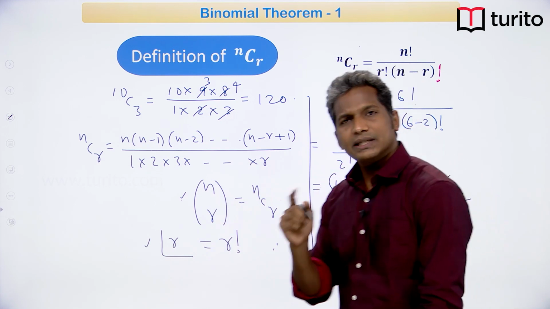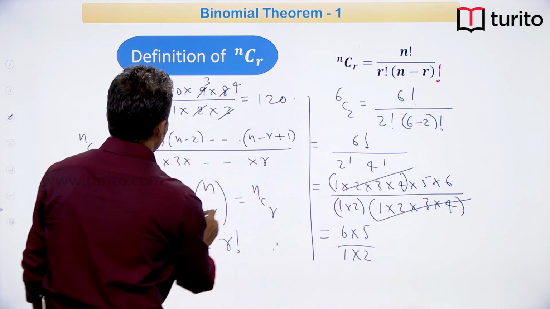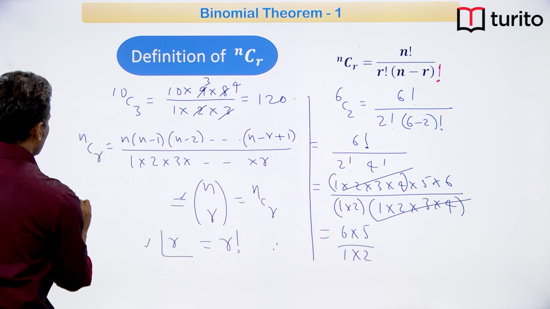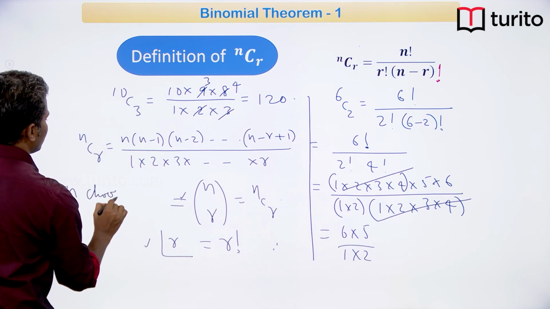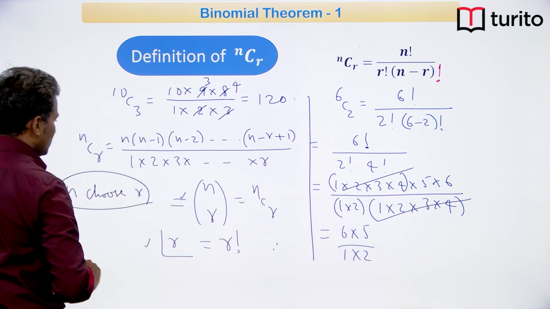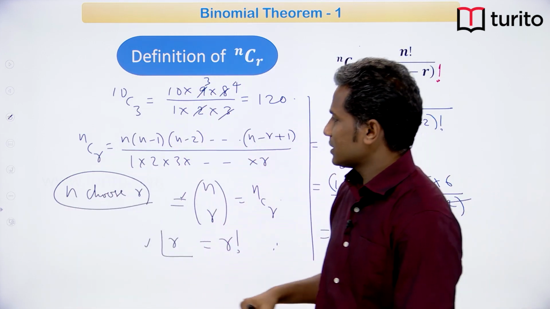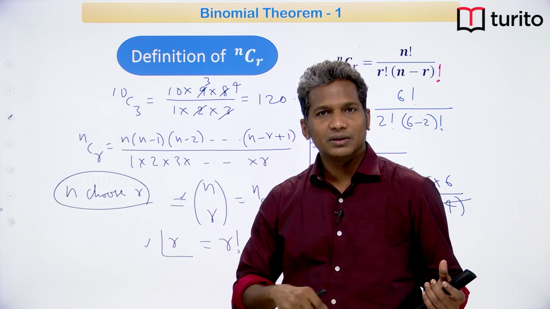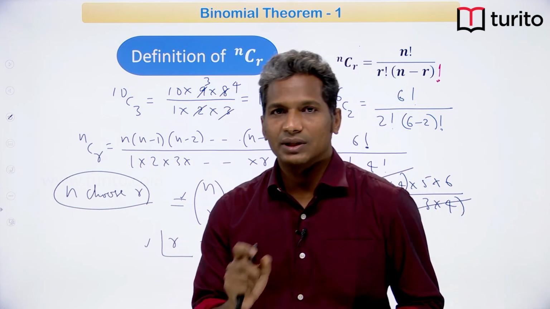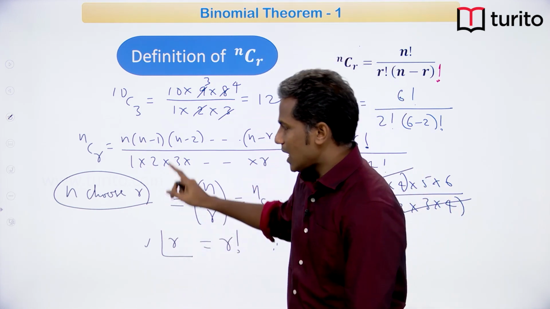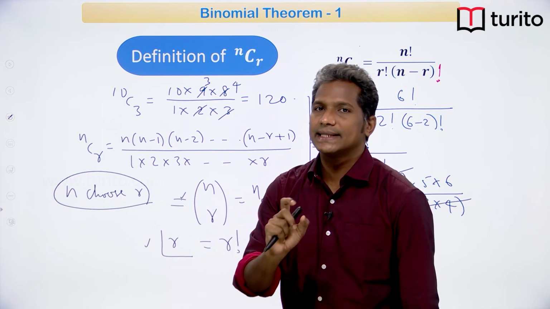Okay. And sometimes people also read nCr like this, n choose r. People also write it as n choose r. That means this idea actually comes from combinations or permutations, that is a different chapter, but n choose r also means nCr.